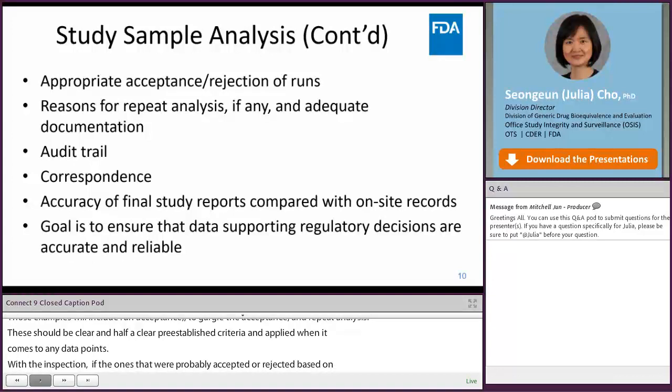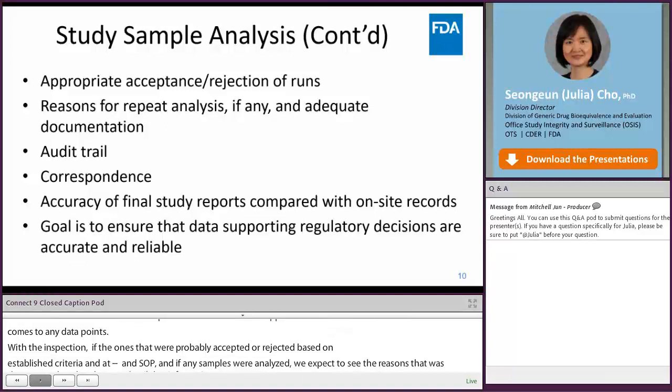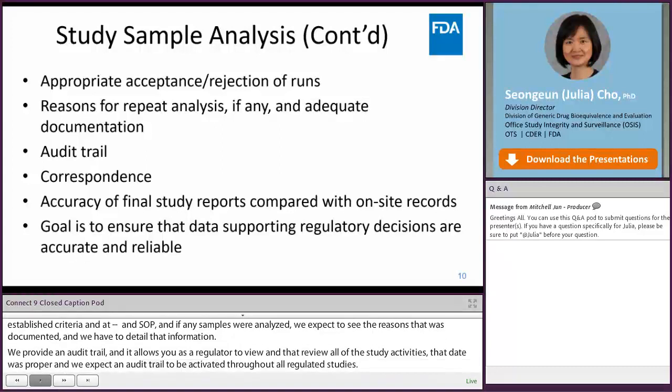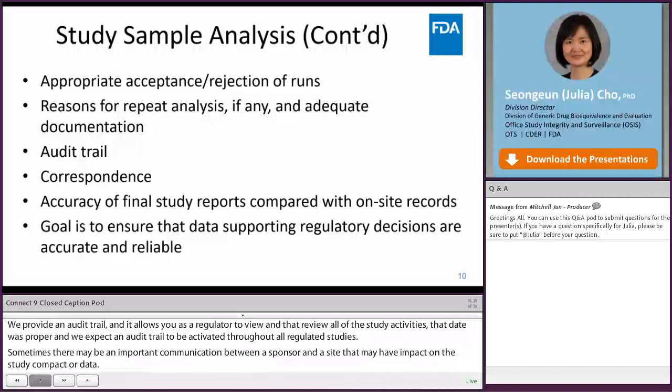The audit trail allows you as well as a regulator to review that all the study activities were proper, and we expect the audit trail to be activated throughout all regulated studies. Sometimes there may be important communication between the sponsor and analytical sites that may have an impact on the study conduct or data reporting or analysis. Therefore, we look at the relevant correspondence documented and maintained at the site, which we typically see filed along with the study records.